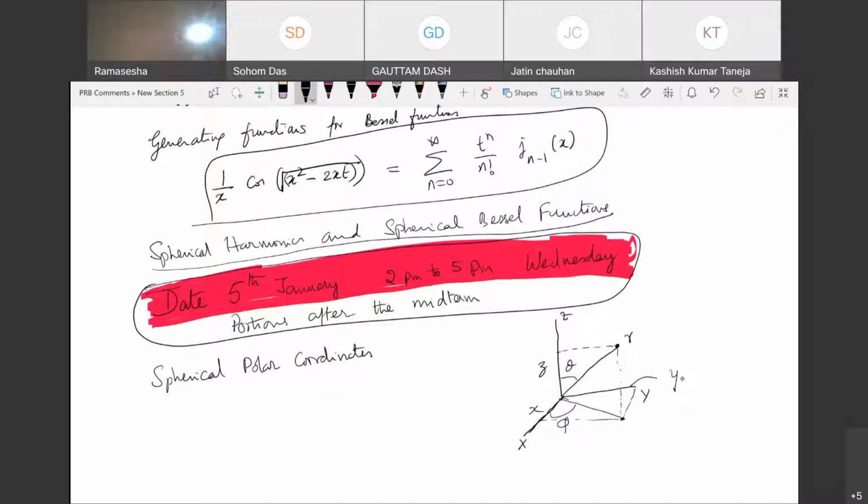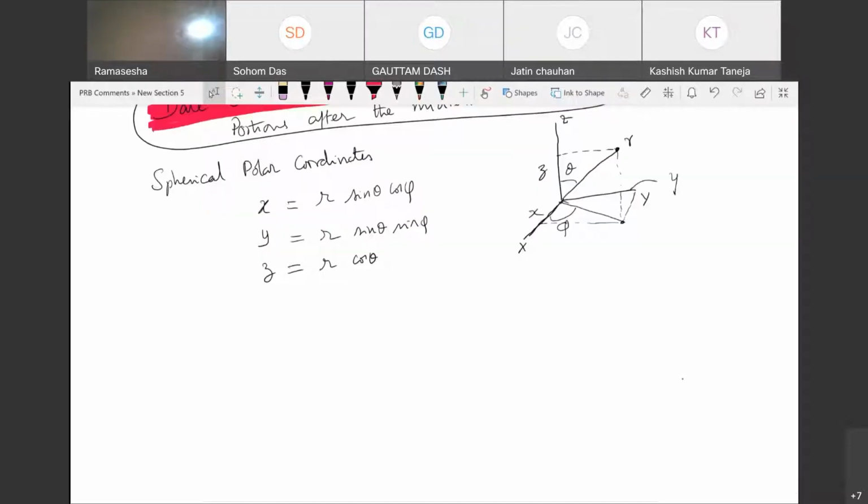I have x is equal to r sin theta cos phi, y is equal to r sin theta sin phi, and z is equal to r cos theta. So this defines the xyz coordinate, and relates polar coordinates to xyz coordinates.